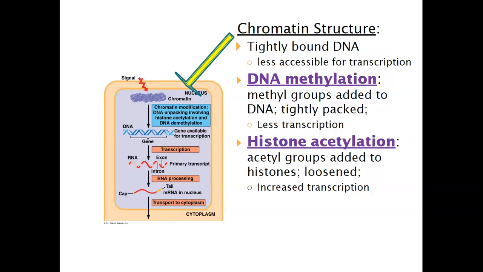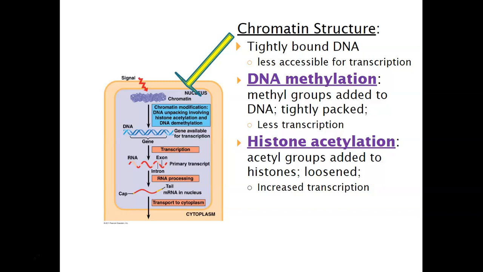So eukaryotes can regulate how tightly wound their DNA is. We have something called methylation and acetylation that basically winds tighter and loosens DNA to either make it less accessible for transcription and turn it off, or more accessible to transcription and turn it on. So if methyl groups attach to DNA, then it's going to become more tightly packed. It's going to wind around histones a little bit more, and therefore you're going to get less transcription.